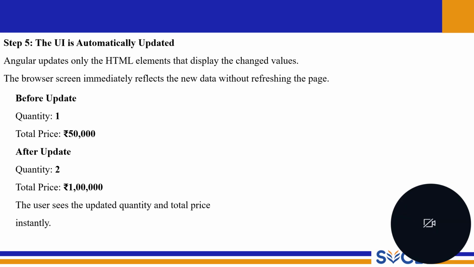In step 5, the UI is automatically updated. Angular updates only the HTML element that displays the changed value. The browser screen immediately reflects the new data without refreshing the page. Here, before the update, quantity and total price are 1 and 50,000. After the update, quantity and total price are changed automatically. The user sees the updated quantity and total price instantly.